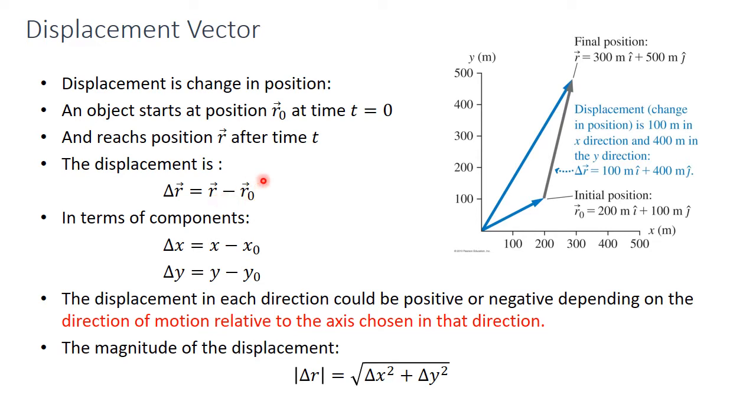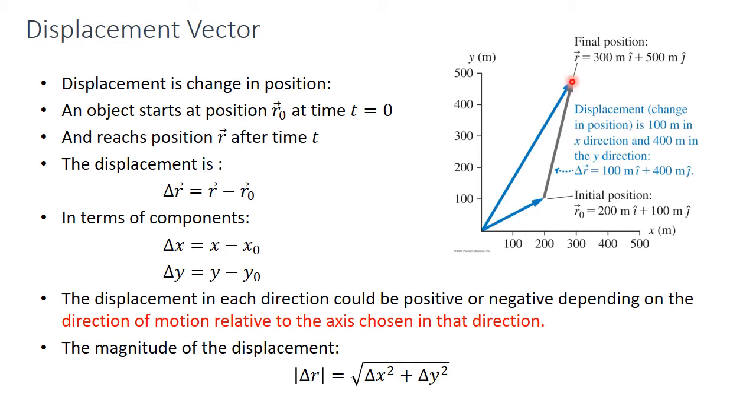r0 vector. Here on the figure, we go back to our Cartesian coordinates. We have the reference point, the origin. The object was initially at this position here, so this is the initial position. It's described by x and y, x initial and y initial, or x0 and y0. Then the object moves to the final position r, where we have x final, or x, and y.